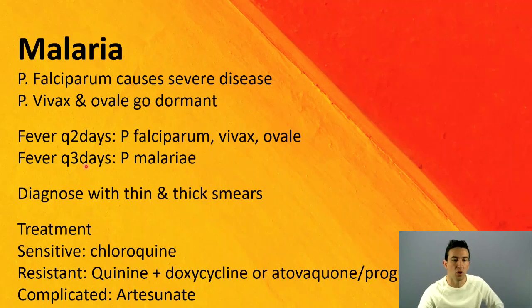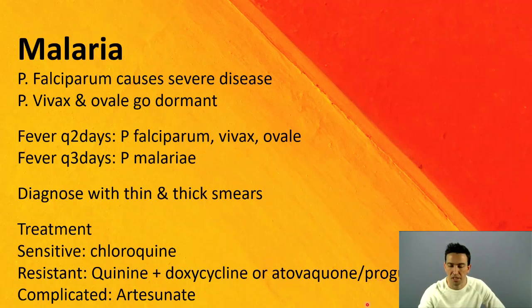And so that is good to know, kind of how to differentiate those as far as test-taking purposes go. Classic question: what's the most common diagnostic test needed to be performed? That'll be the thin and thick smear. And then treatment in sensitive regions is chloroquine; if resistant, you've got the quinine plus doxycycline, or atovaquone and proguanil.